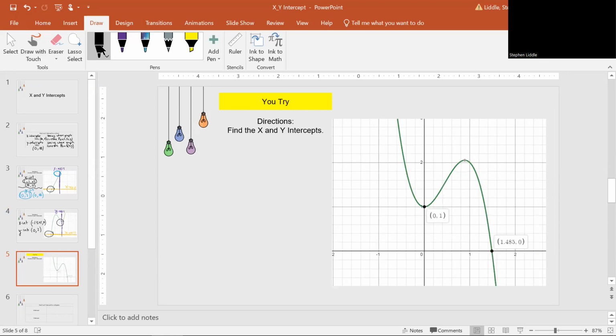All right, so this one you're going to try. This is on your sheet. I want you to find the x-intercept and the y-intercept, and write that down on your paper. I'm going to pause for about 3 seconds to give you time to pause the video. You can try this out yourself, and then I'll give you the answer.